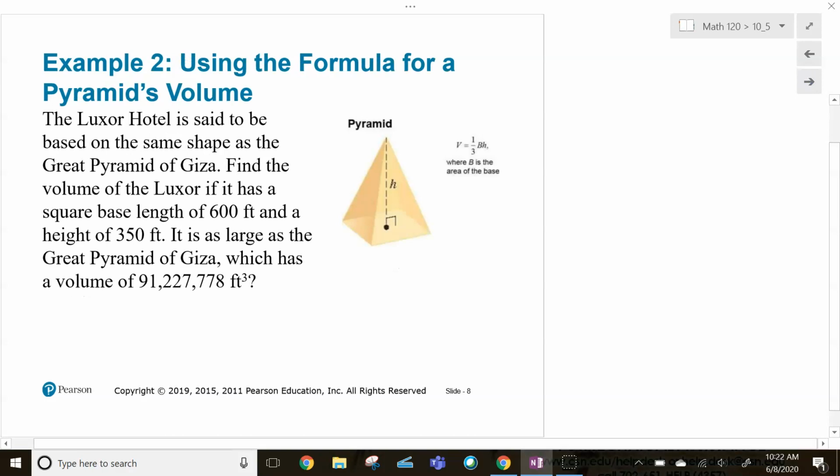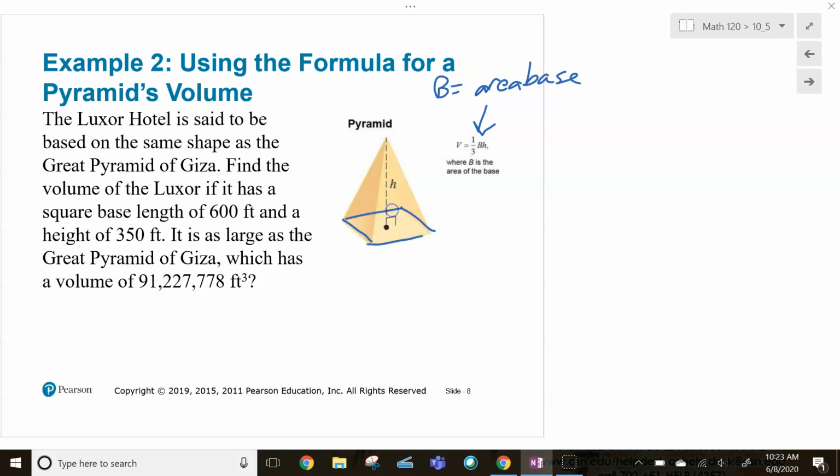All right, how about volume for a pyramid? The volume of a pyramid is 1/3 the area of the base. So you'd have to figure, that's the capital B right there. Capital B is the area of the base. Now, for the Luxor Hotel here in Las Vegas, you've got this square base.